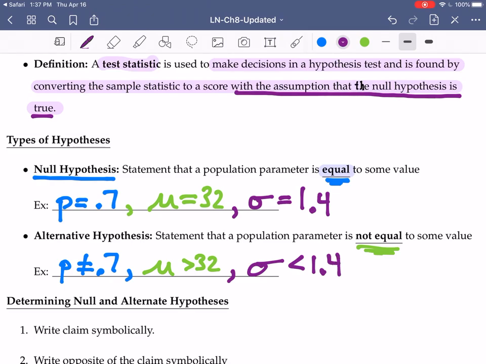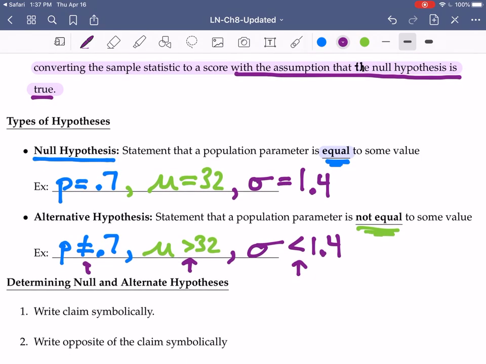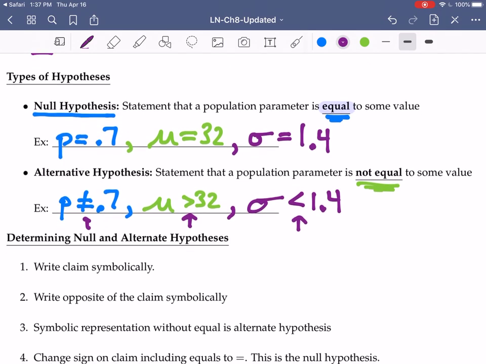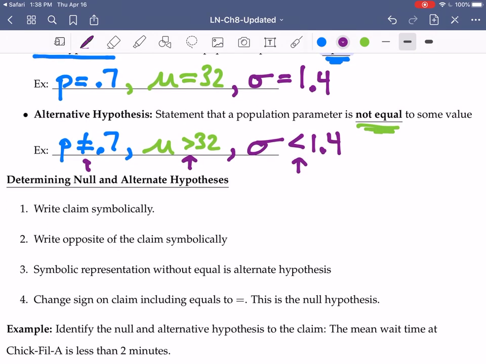So any of these three signs, the not equal to sign, the greater than sign, or the less than sign, could show up in an alternative hypothesis. The null hypothesis will always have an equal sign. The alternative hypothesis could have any one of these three different signs. So how do we go about determining a null and alternative hypothesis? We'll go through 4 steps.